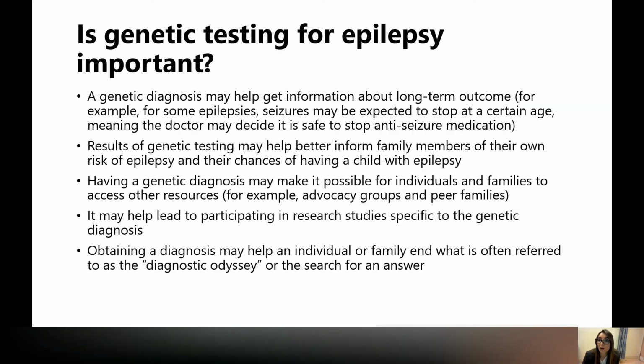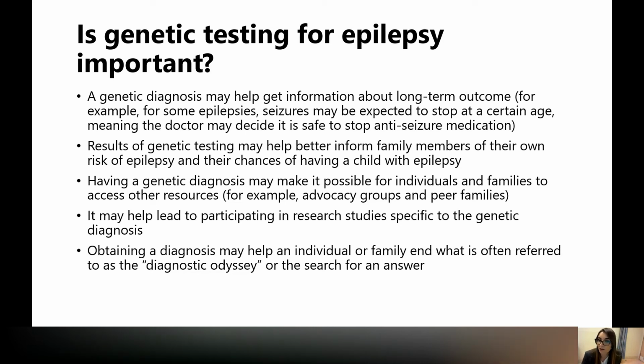That can also give us more information about long-term outcomes. So for example, if we have an adult that has a type of epilepsy that started in childhood, that we know gets better with age, and that person is seizure-free, we might consider stopping the medication because we have that data from previous patients that also have that same genetic mutation. So it's very important for us to understand what type of disease the patients have in order to help predict what the outcomes are going to be in the future.